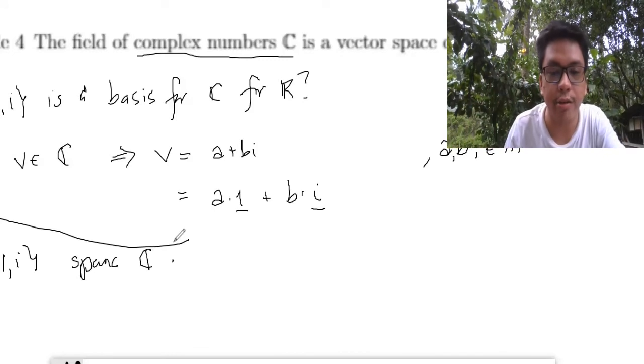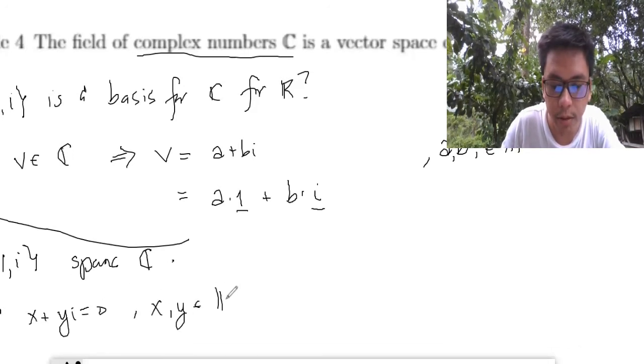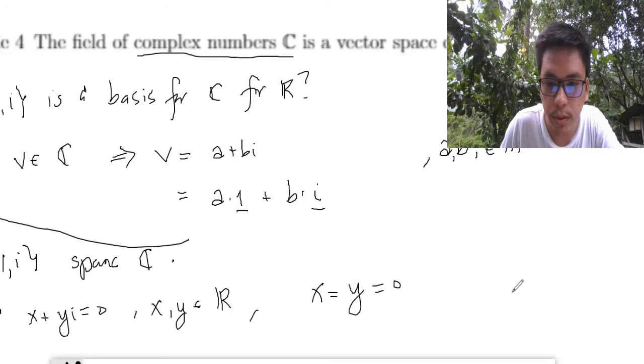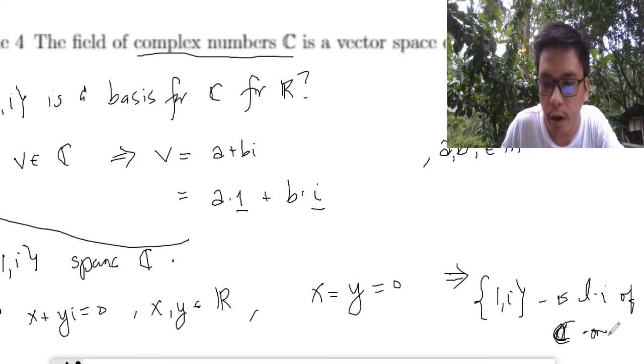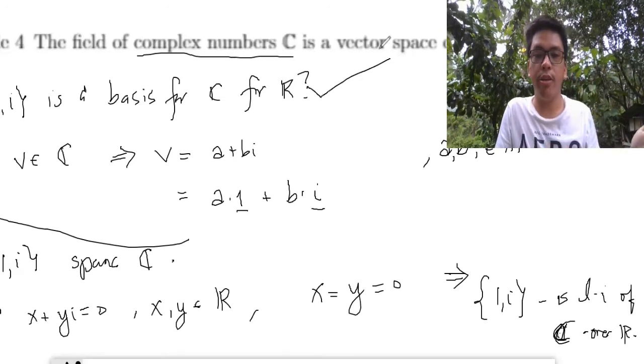Okay, so condition 2 is satisfied. So let's check if the first condition is satisfied. Let's consider a linear combination of the vectors coming from C. So observe that if x plus yi equals 0, remember your x and y are coming from R, then by equality in C, we have x equals y equals 0. Meaning to say that these are 0, and so the set {1, i} is linearly independent in C over R. And so we can simply conclude that this is a basis for C over the space R.